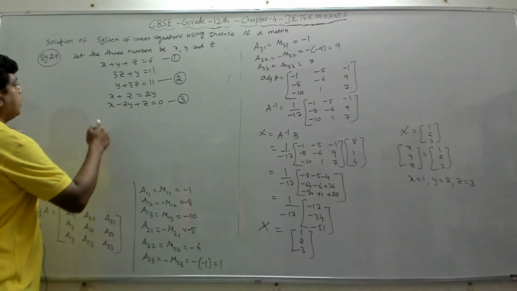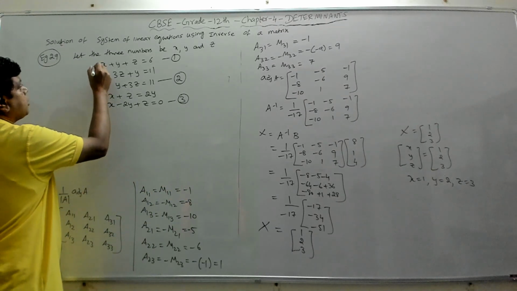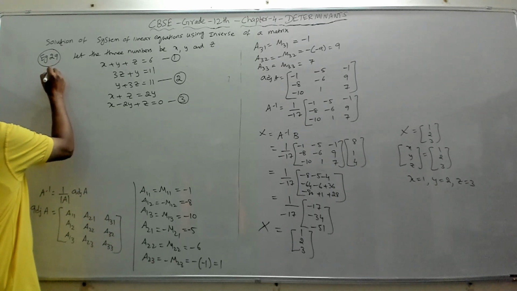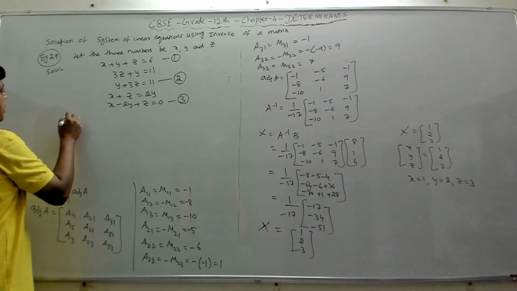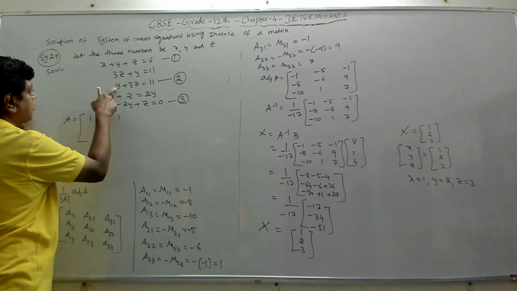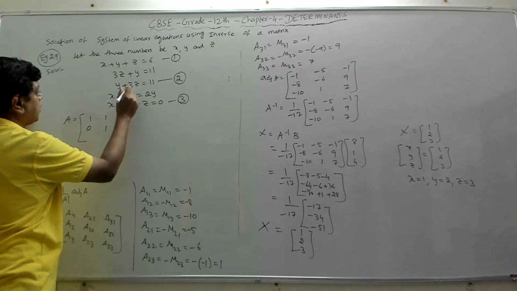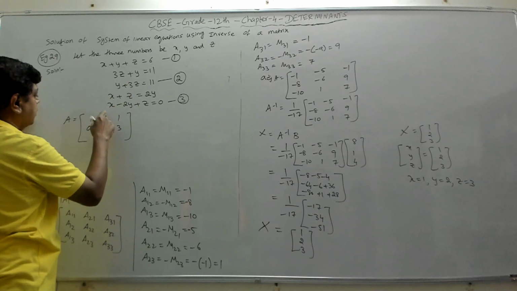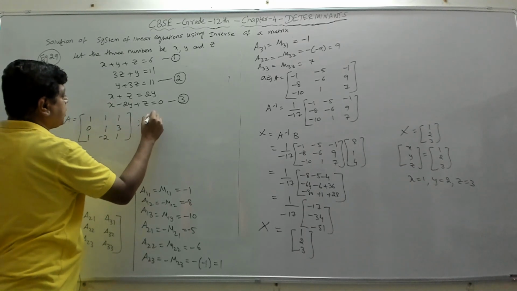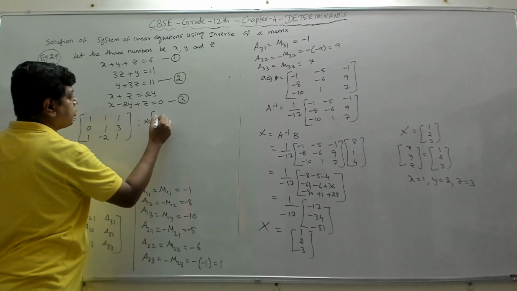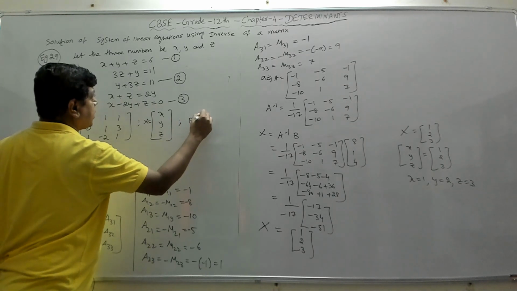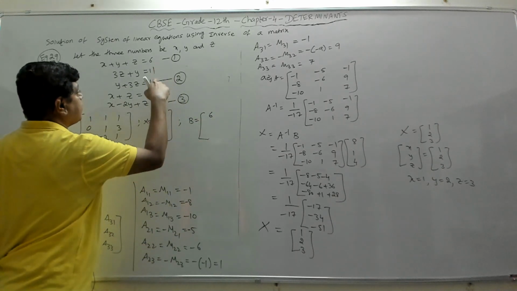Fine. Now let's take these three equations. So A matrix is what? Here A matrix is the coefficient matrix. So the coefficients are 1, 1, 1. Here x is not there, so 0, then y is 1, then the coefficient of z is 3. Then here it is 1, minus 2, 1. That is A. And your X matrix is x, y, z. Then your B matrix is the right side elements, 6, 11, 0.